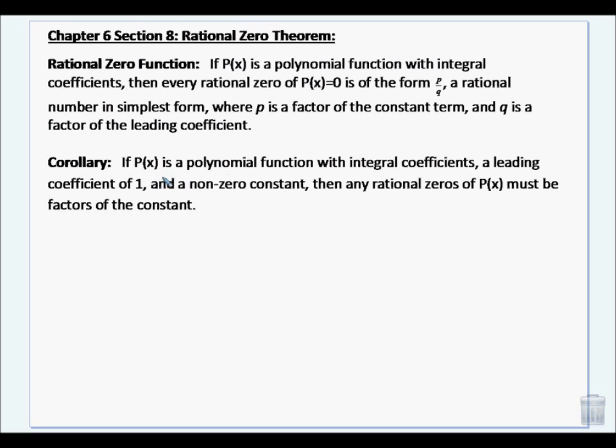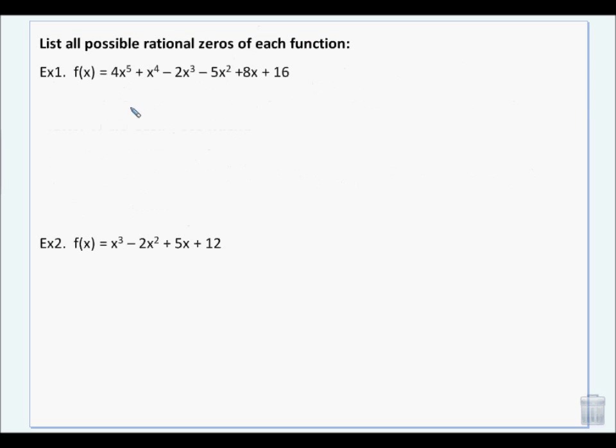And then a corollary to a theorem is kind of like a little side note, or a PS. If the leading coefficient is 1, then the rational zeros all have to be factors of the constant. Okay, so what we have here is this polynomial, and so what you do is you list your factors of 16.